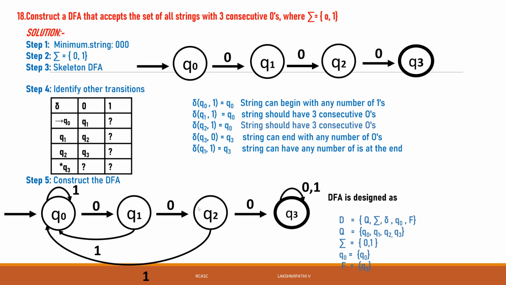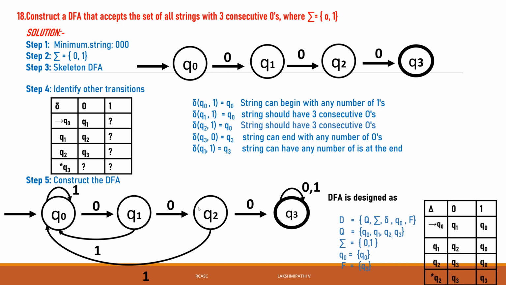Then we go for the transitions. The input symbols are 0, 1 and the states are Q0, Q1, Q2, Q3. Q0 reads 0, it goes to Q1. Q0 reads 1, it goes to Q0. Q1 reads 0, it goes to Q2. Q1 reads 1, it goes to Q0. Q2 reads 0, it goes to Q3. Q2 reads 1, it goes to Q0. Q3 reads 0, it goes to Q3. Q3 reads 1, it goes to Q3 only.